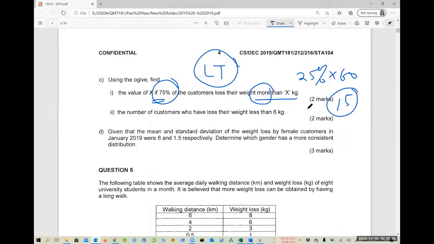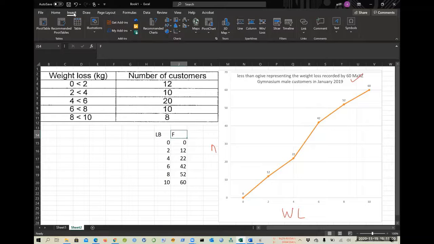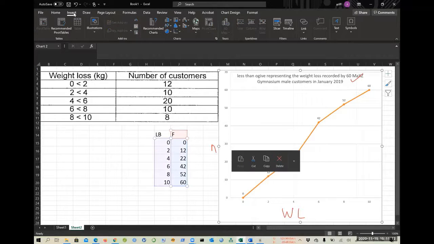So go back to your graph. Okay, so go back to your graph. Now you have to draw a line. So let me just insert a line over here. Dia line kat sini. Let's start with a line. Okay, tak apa. Okay, so in this case, what you need to do is to find the value of 15. It will be some, sorry.